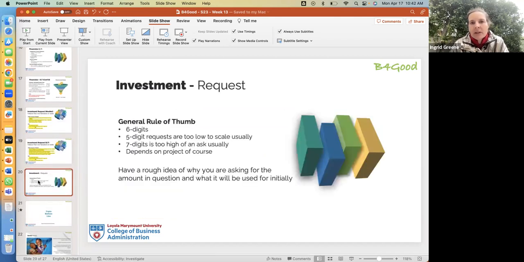And so how your investment ask slide should look, there's some general rules of thumb here. It should be 6 digits, because 5 digits usually are too low to scale something very quickly. 7 digits is usually too high of an ask. It depends on the project, of course. But most of my courses, most of my classes, my sections, my groups, I'd say you're probably in the 6-digit range. You should have a rough idea of why you're asking for the amount in question and what it'll be used for initially. So again, you don't have to include all those details on your slide, but you should know them so that if people ask about them, then you're happy to let them know.